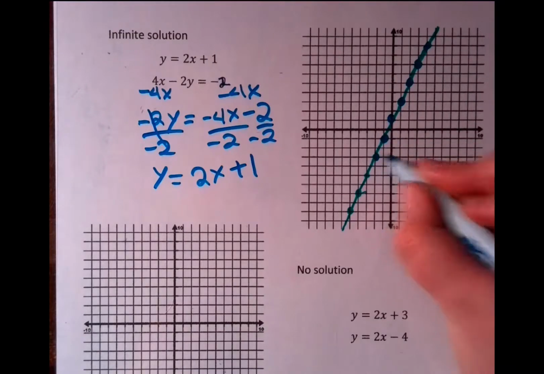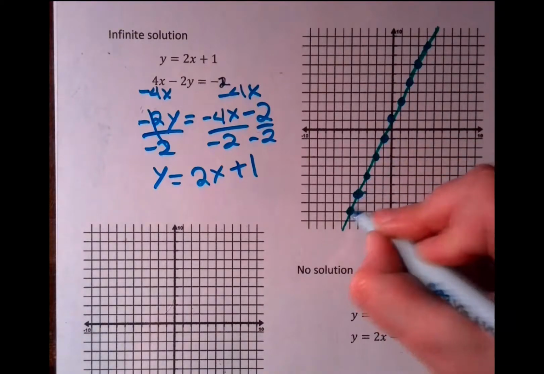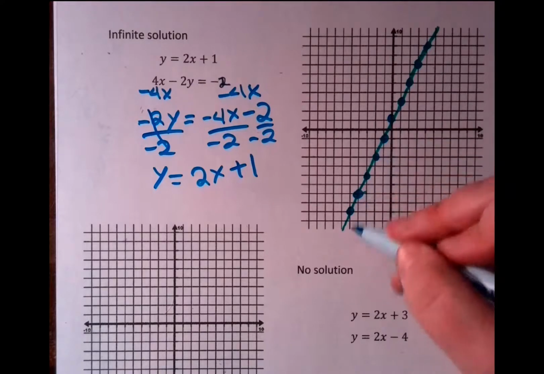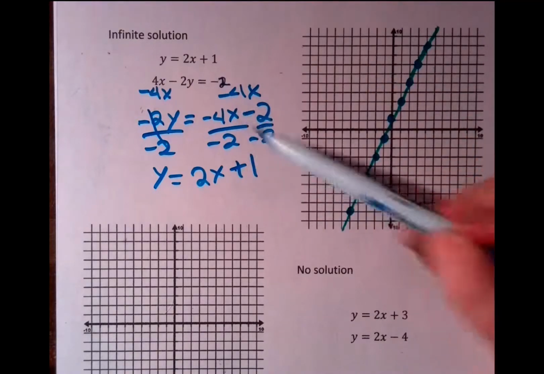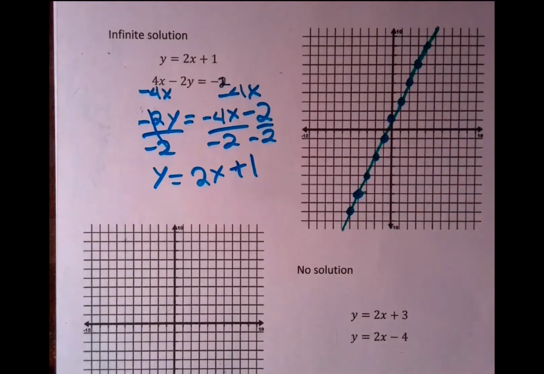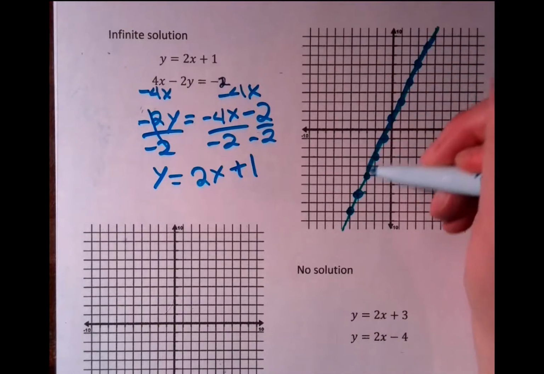So no matter what I pick for my x, I will have a y in both that matches. So an infinite solution is crossing at every point. My lines are exactly the same.